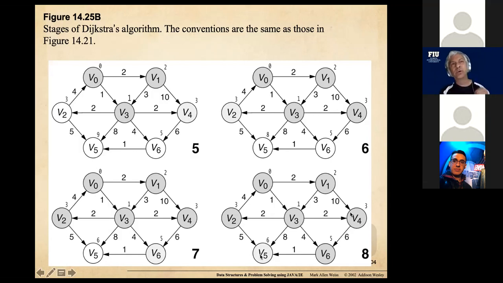And you're going to process the vertices in a specific order. In this case, the order is going to be the increasing distance from the start vertex. Does that make sense so far? Everything okay with this? Any questions?